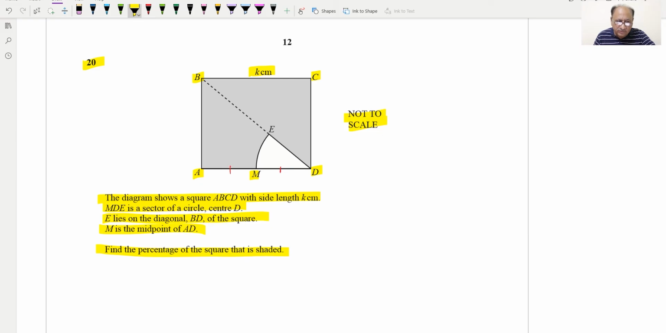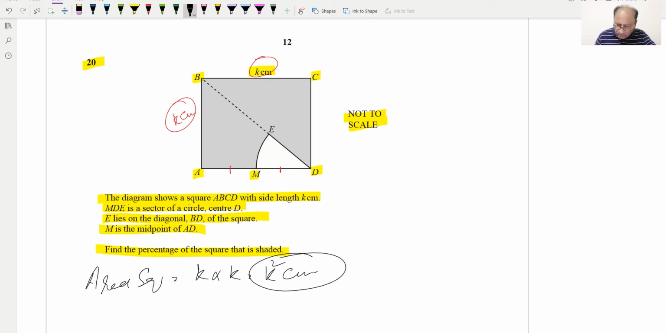So the percentage of the square which is shaded, that is our target to find. So we can take the area of this complete square, because we have one side. The other side, like this one, will also be k centimeters. So area of square is equal to k into k, which is equal to k square centimeters. So this is the total area.